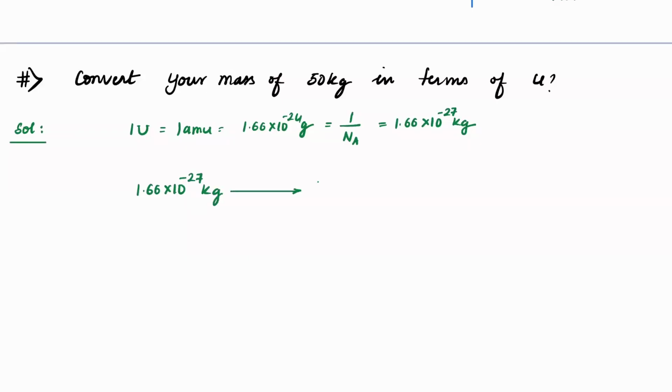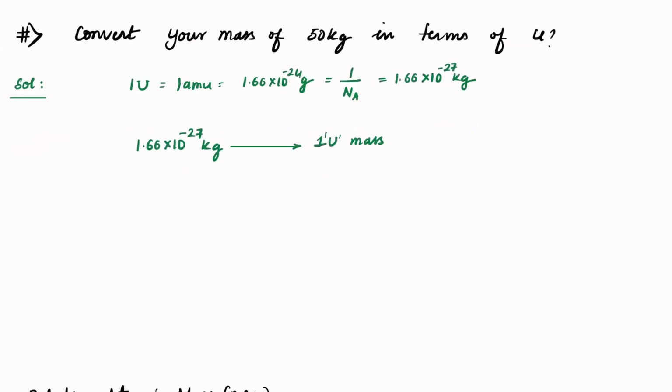If that represents one unified mass, then how much will that be in terms of unified mass here? Correct? If this is one unified mass, and now I take 50 kgs, how many unified masses will you get? That implies 50 into U divided by 1.66 into 10 raised to power of minus 27.